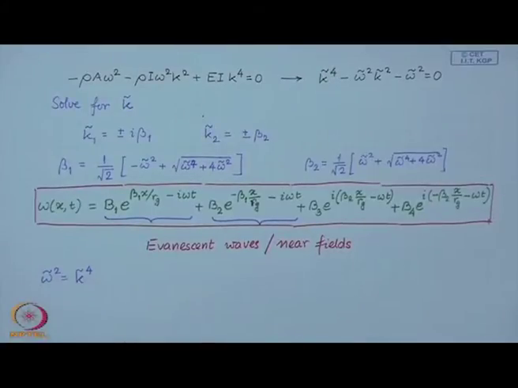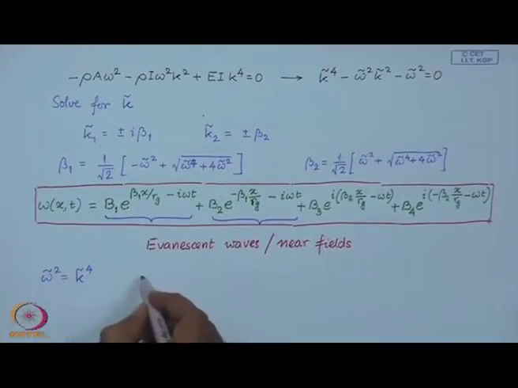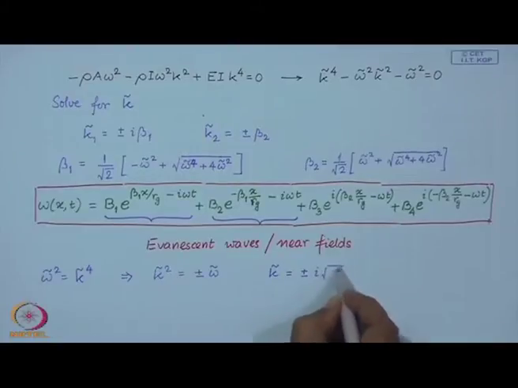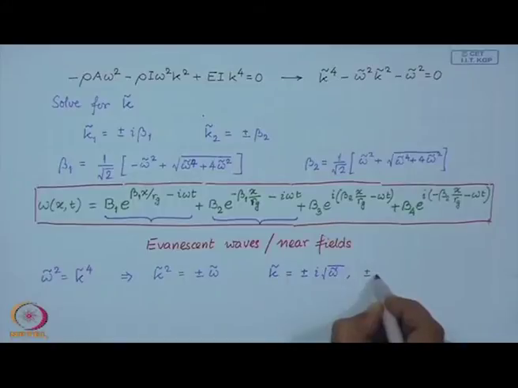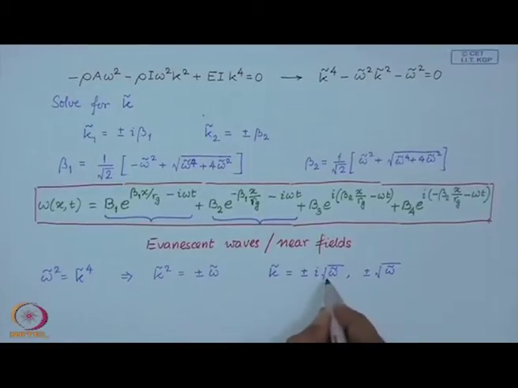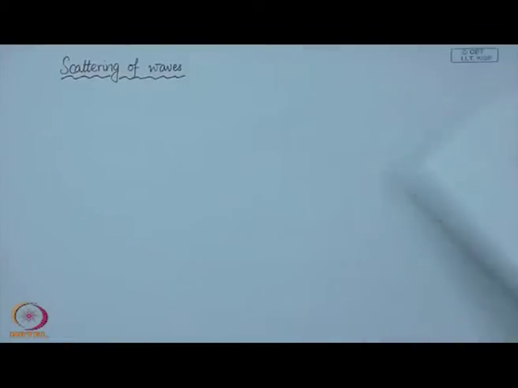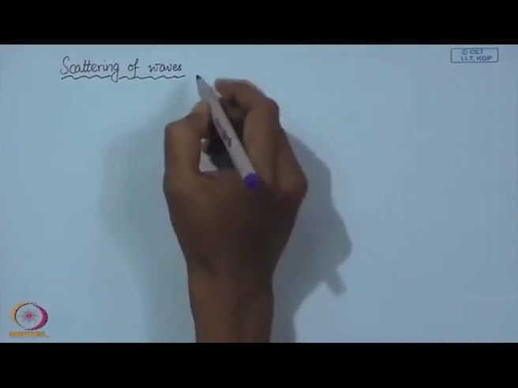Now, here therefore, we will have solutions of k. So, k square is plus or minus omega tilde. Therefore, k tilde. So, again you have 4 solutions. The only thing is here, suppose I call them beta, then I have plus or minus i beta and plus or minus beta. So, there is no beta 1 beta 2 as in the case of a Rayleigh beam. In the Euler Bernoulli beam it is just beta. Now, we are going to look at scattering of waves in an Euler Bernoulli beam.